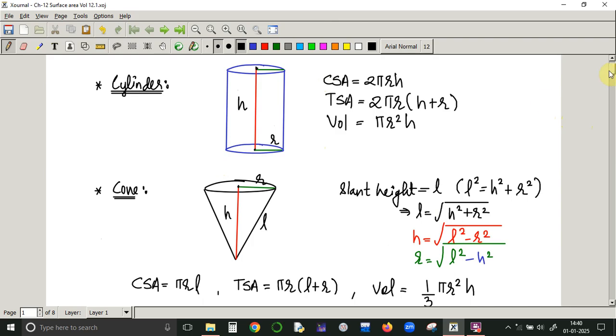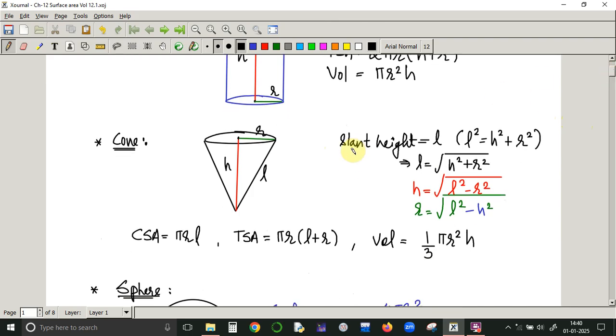Cone. This is the slant height. Slant height is equal to under root h square plus r square. If you want to find height, height is under root l square minus r square, and radius, the base radius, is equal to under root l square minus h square.